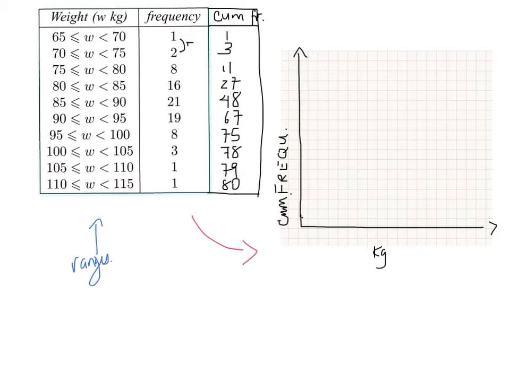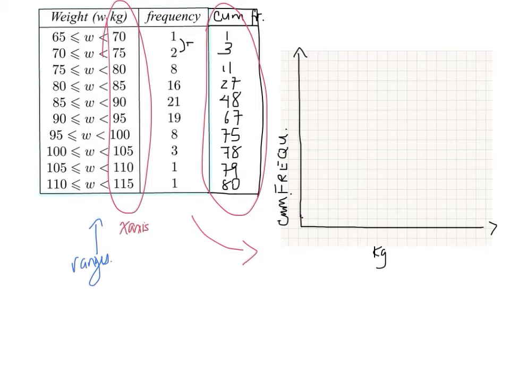Now the 2 values I'm going to plot against each other, let's be really clear, are the upper weight of the ranges and the cumulative frequency. So I need my weight, which is my x-axis, to cover values of 65 up to 115, and I need my y-axis, the cumulative frequency axis, to go up to 80. Keep that in mind when I'm drawing my scale. It's a little skewed, but that'll work.